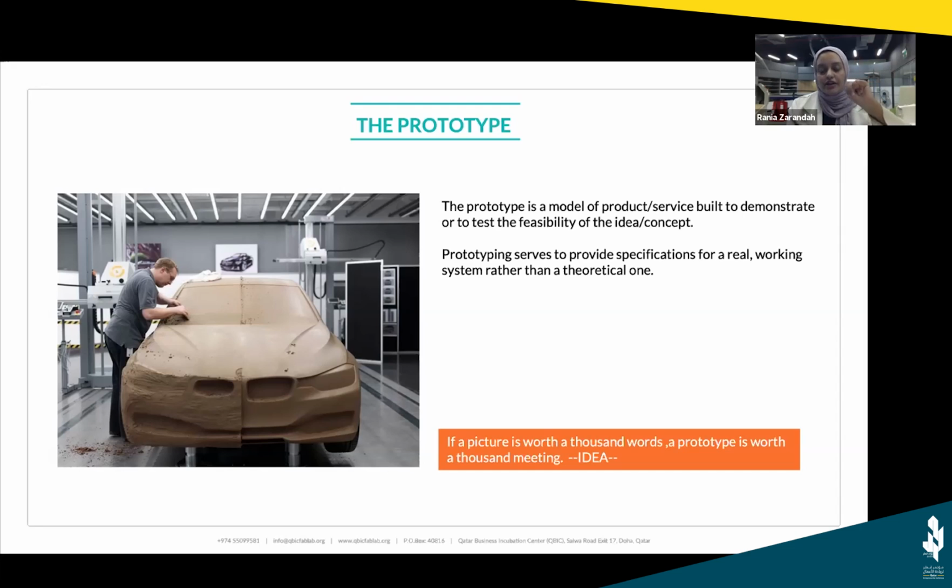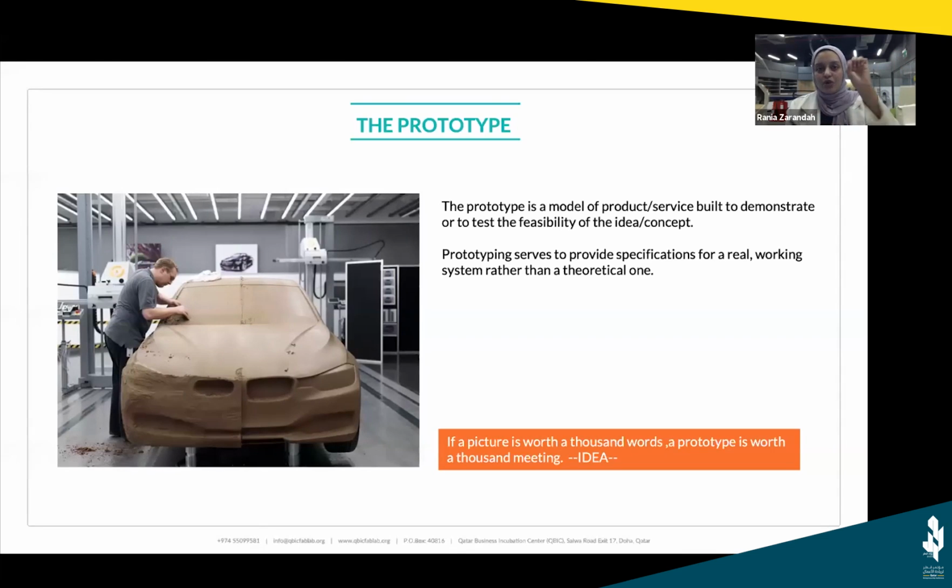BMW, Range Rover, and different kinds of car manufacturing companies actually have a line of 3D printing technology embedded in their factory just for the prototyping process.